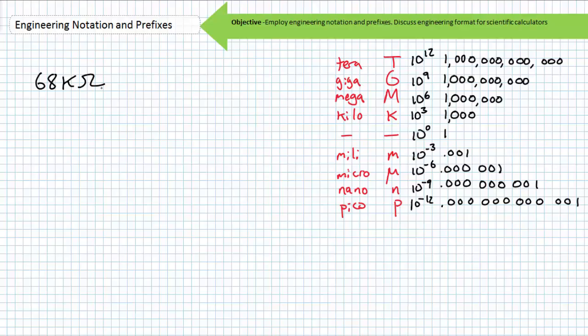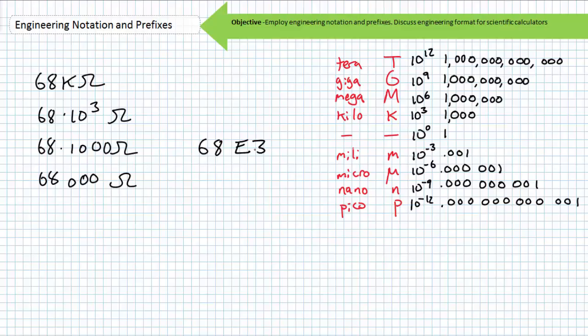Take for example the number 68 kiloohms. This is 68 times 10 to the third, or 68 times 1,000, or 68,000 ohms. I can enter 68,000 into my calculator by pressing 6, 8, 3 zeros, and following it up with an enter key. The calculator returns 68E3, meaning it has gone to the trouble of converting it to engineering format using its own peculiar display method. Alternatively, one can use the exponentiation or EE key.